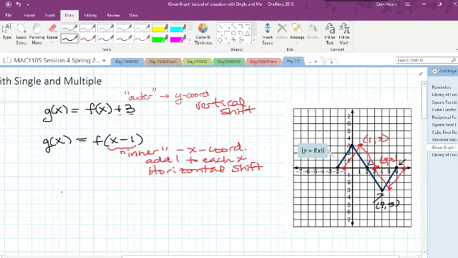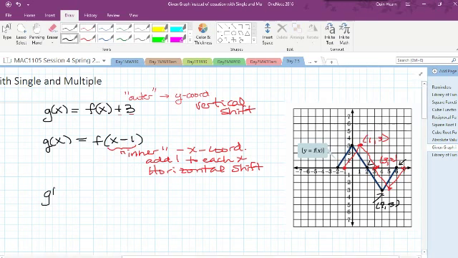Okay, now we're going to look at another type of transformation that we already talked about. I'm reviewing these because we're going to put them all together in different combinations, so I want to make sure everybody remembers how to get each one. So adding to the outside of the function, we're going to get a vertical shift, add or subtract really. Subtract or add to the inside of the function, you're going to get a horizontal shift.